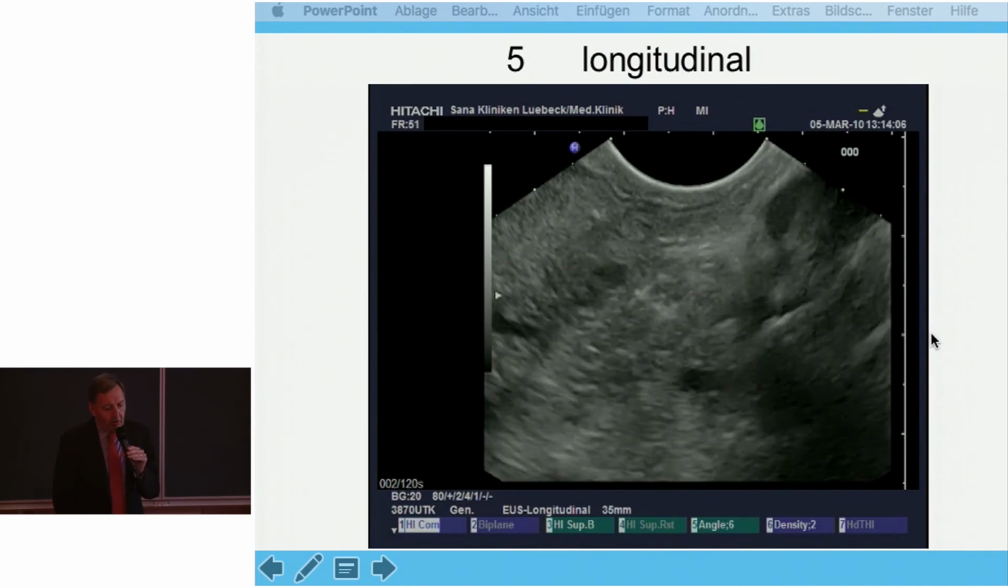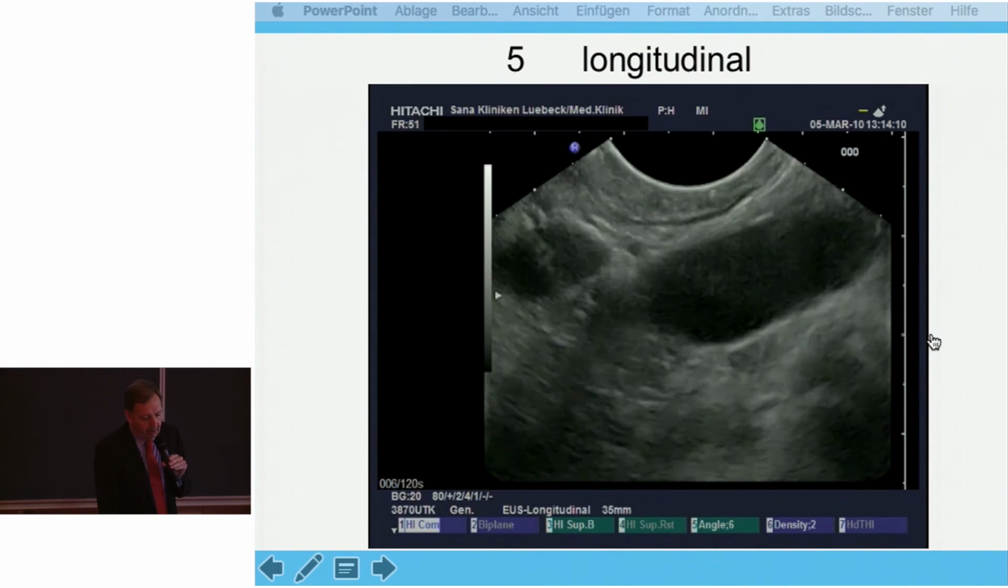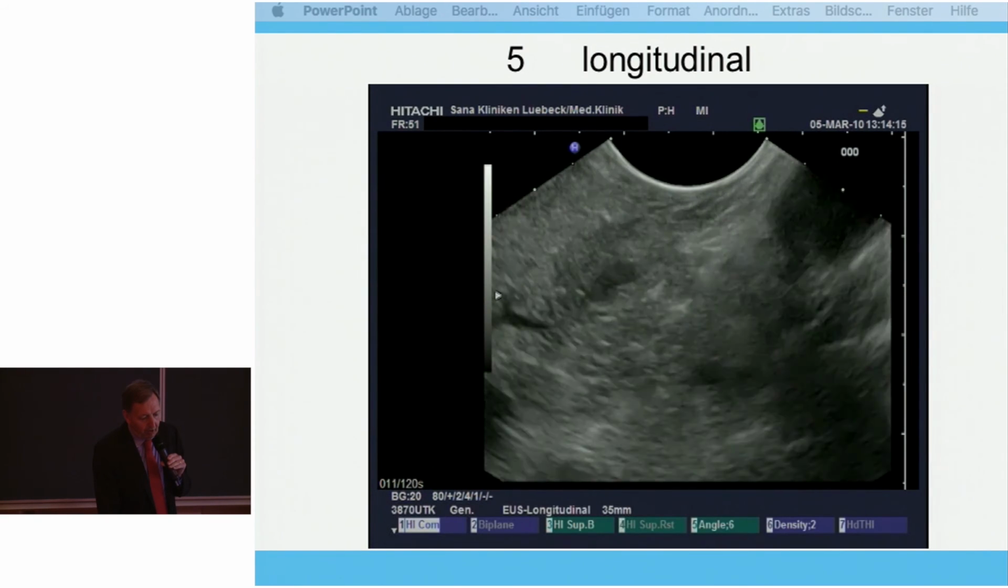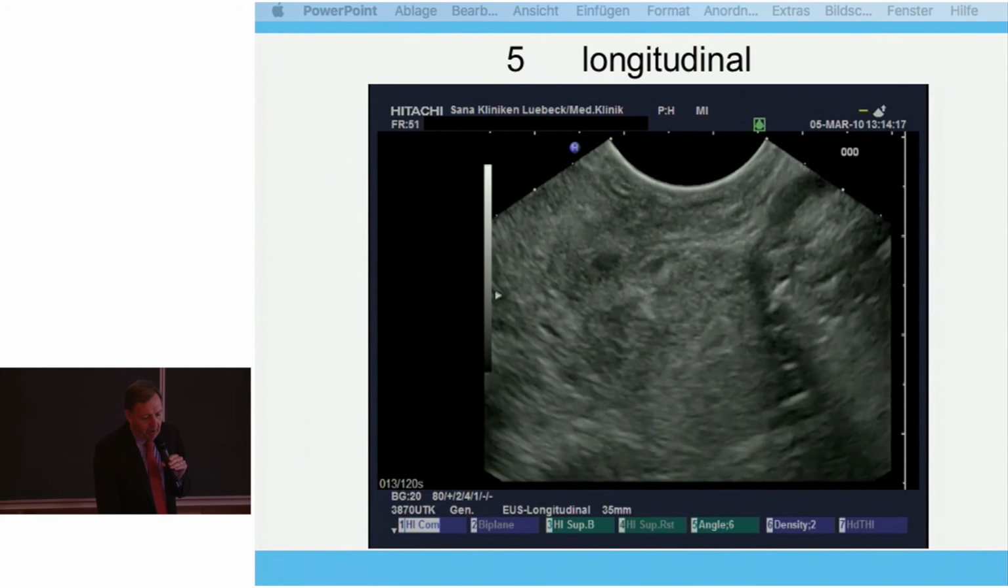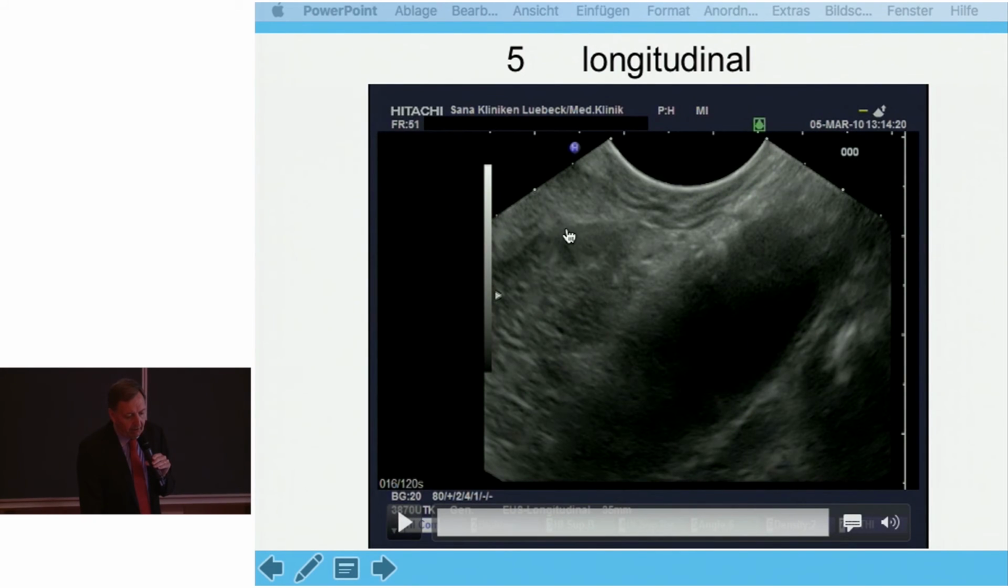This is a longitudinal scanner, but as well at the level of the papilla, you see the common bile duct here in front, and you have to rotate to the right side to see the pancreatic duct within, again, the ventral part of the pancreas.